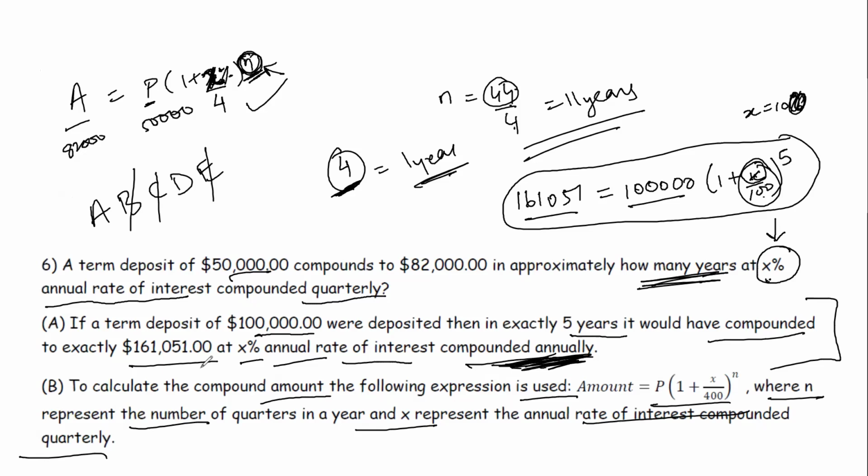So B doesn't really help us. It just gives you the formula that we already know. So B is out, D is out. Therefore, only A gives you the answer. All right, A is the answer.